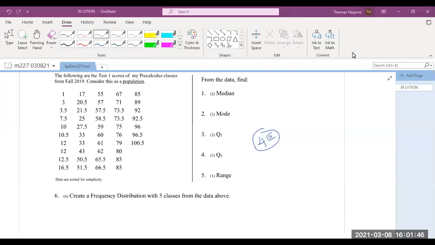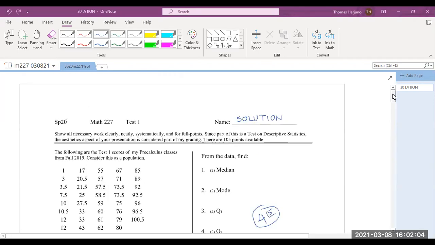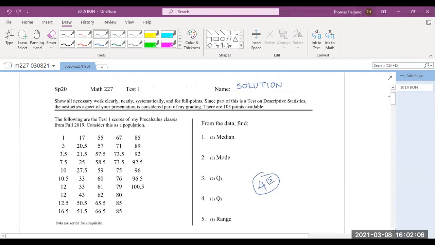Okay, maybe I want to say this first. This is from Spring 20, Math 227, Test 1. Okay, and we work on the whole test. We did some parts of some tests already in the past. But today for the first 1.5 hour, maybe 2 hours, we will try to make sure that we know how to do one whole set.